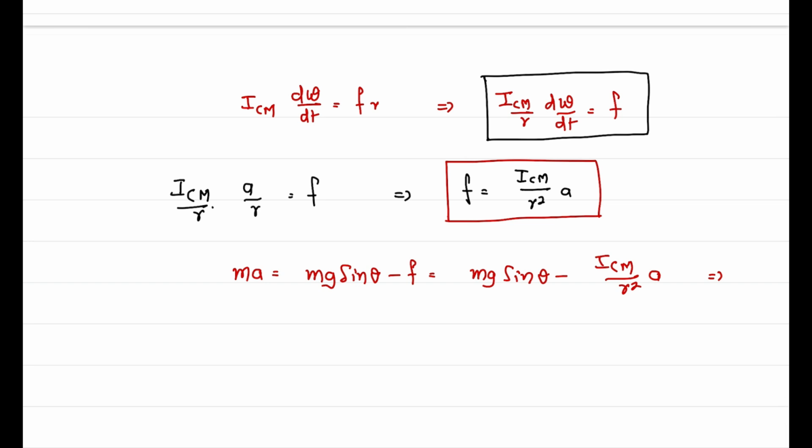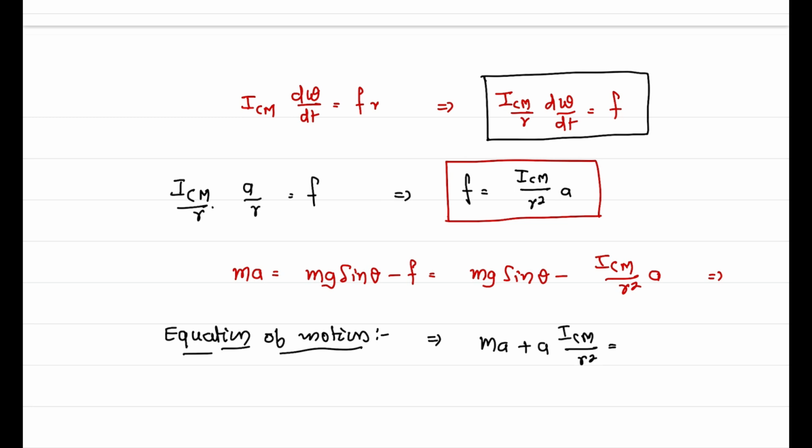That implies, what is ultimately the equation of motion? Equation of motion is nothing but finding the equation for the motion. That is, equation of motion is nothing but finding the value of acceleration and velocity. From the force analysis, because F is equal to ma, we have to find out the acceleration. For this body, equation of motion will be, I will bring A here on the other side, ma plus A into ICM by R square is equal to mg sin theta. Do you agree?